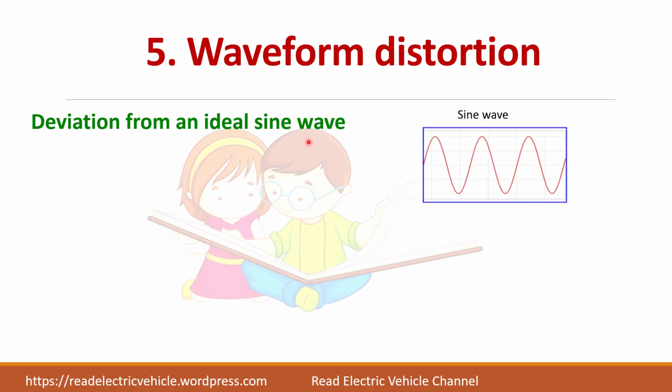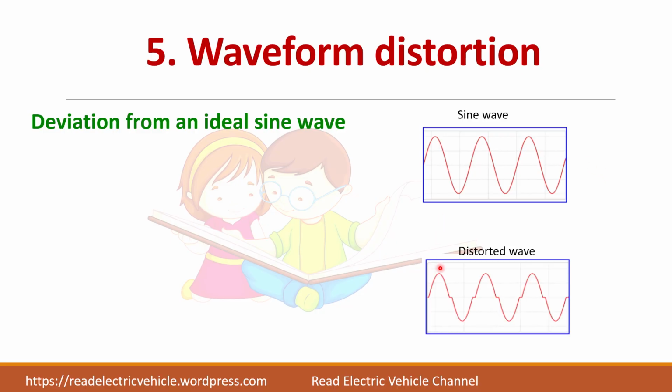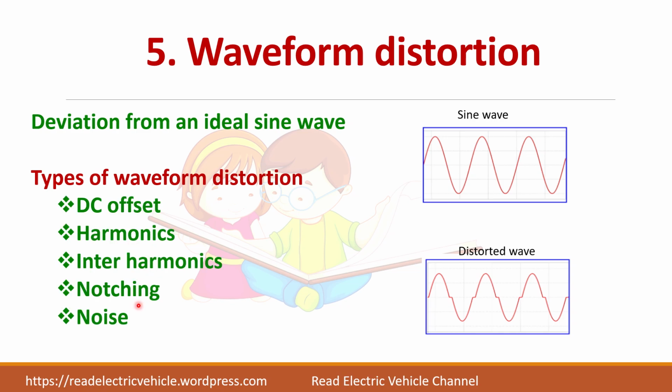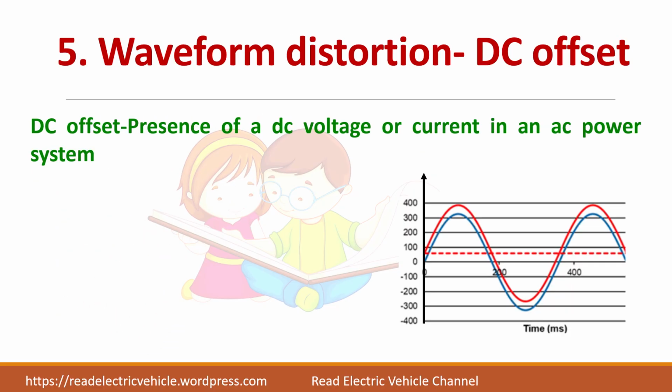What is waveform distortion? Always we need an ideal sine wave for our operation. But if the waveform shape is distorted, we call it as a waveform distortion. There are 5 different types of waveform distortion: DC offset, harmonics, interharmonics, notching and noise. So let us see about each one of these. First we will see about the DC offset.